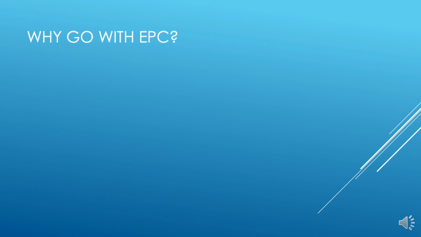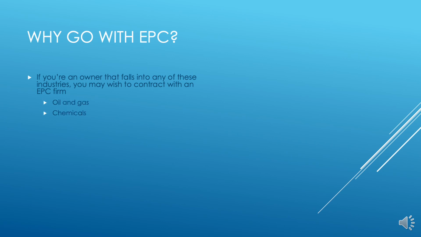So why would any owner want to go with an EPC delivery method? If you're an owner that operates in any of these industries, you may wish to contract with an EPC firm for your construction needs. Oil and gas, chemicals, electric power, metals, mining, aerospace, automotive, food and beverage, or pharmaceutical. Owners that are involved in specialty industries such as the previously mentioned typically contract with EPC firms. Owners from these industries might contract with an EPC firm because they enjoy the simplicity of a single point of contact.